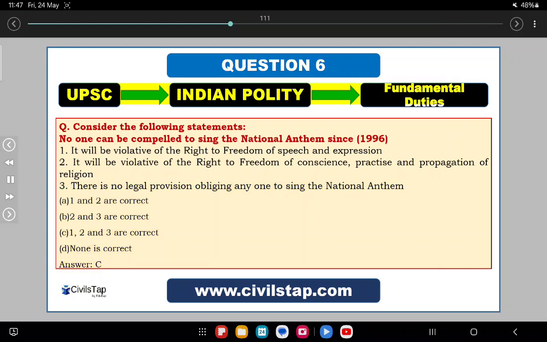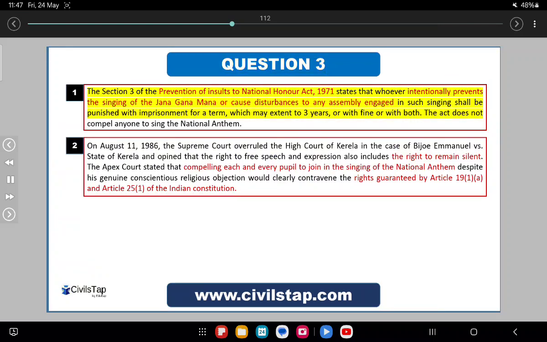UPSC Indian Polity, Fundamental Duties. Question 5 explanation. Section 3 of the Prevention of Insults to National Honor Act, 1971 states that whoever intentionally prevents the singing of the Jana Gana Mana or causes disturbances to any assembly engaged in such singing shall be punished with imprisonment for a term which may extend to 3 years, or with fine or with both. The Act does not compel anyone to sing the national anthem.